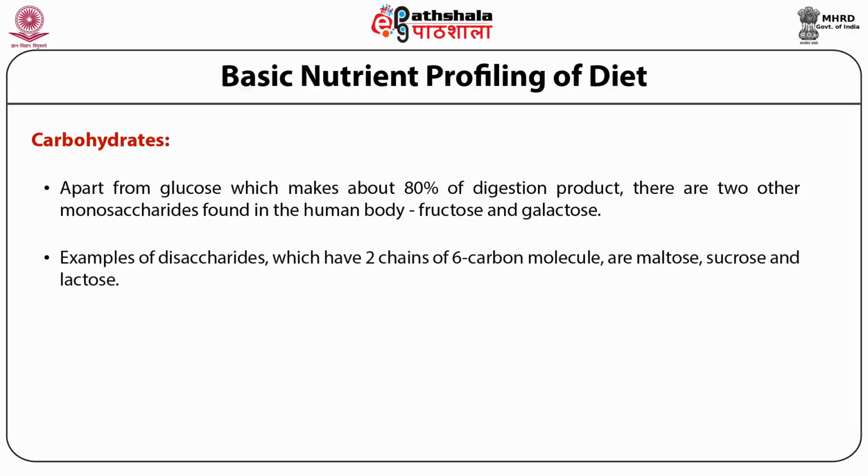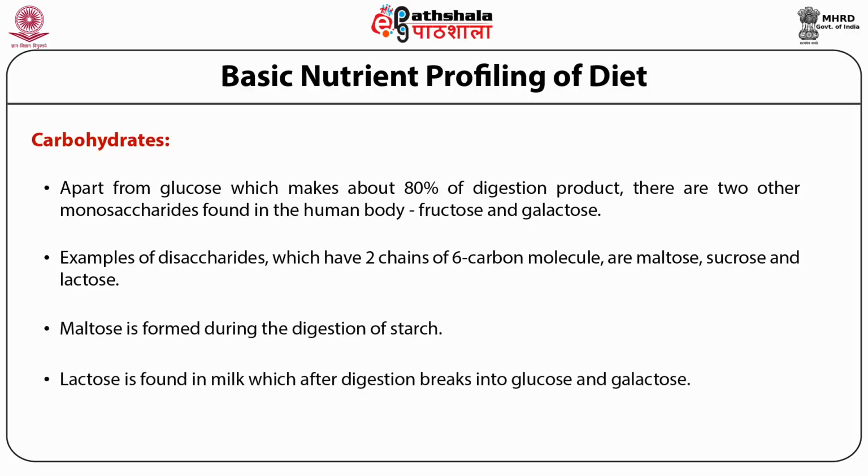Examples of the disaccharides, which have two chains of 6 carbon molecules, are maltose, sucrose and lactose. Maltose is formed during the digestion of starch. Lactose is found in milk, which after digestion breaks into glucose and galactose.